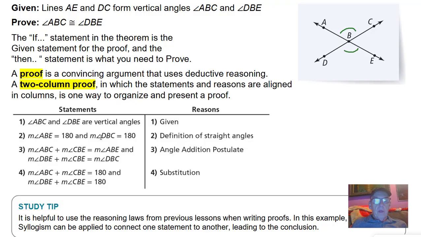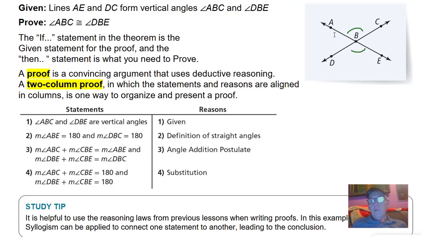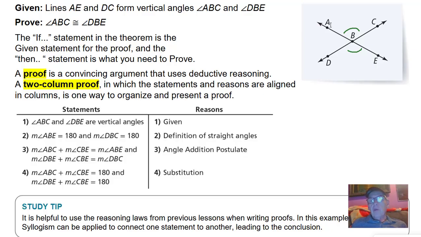Step 3, the measure of angle ABC. Let me mark it up. The measure of angle ABC plus the measure of angle CBE equals the measure of angle ABE. And also, the measure of angle DBE added with the measure of angle EBC equals the straight angle DBC. And that's our angle addition postulate.